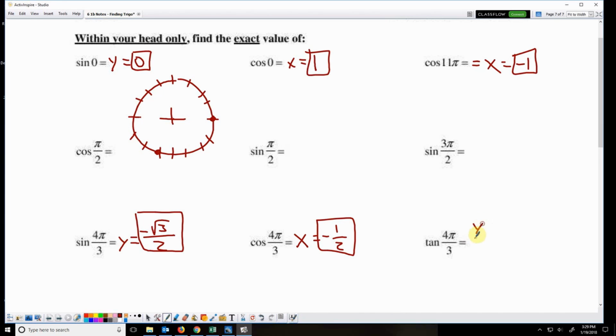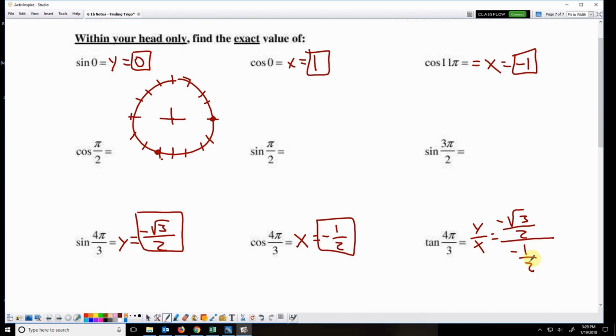Okay, tangent, y over x. Same spot, 6 over 6, 7 over 6, 8 over 6. We're in 1, 2, 3 positions down. So that y value is negative root 3 over 2. The x value, 6 over 6, 7 over 6, 8 over 6. We are in the first position to the left. That is negative 1 over 2.